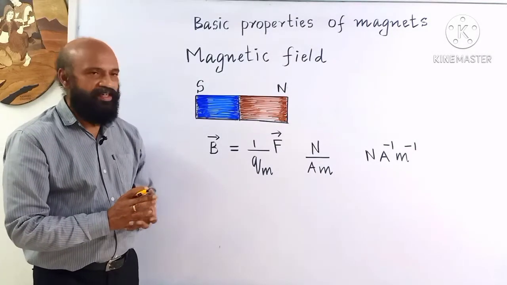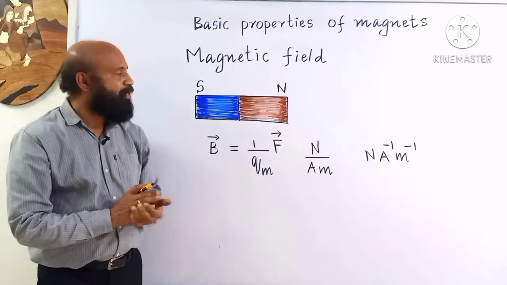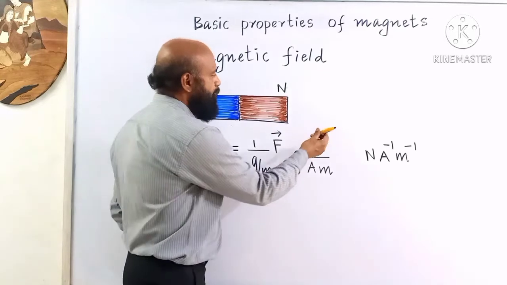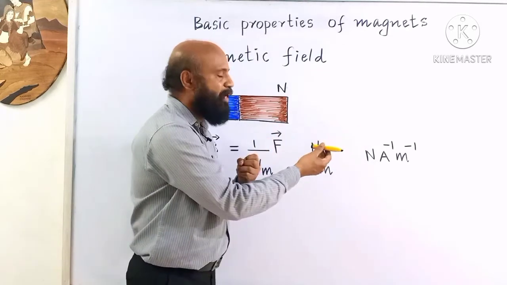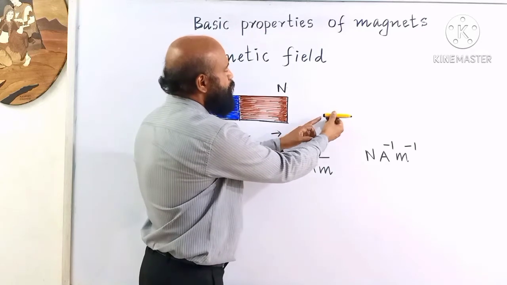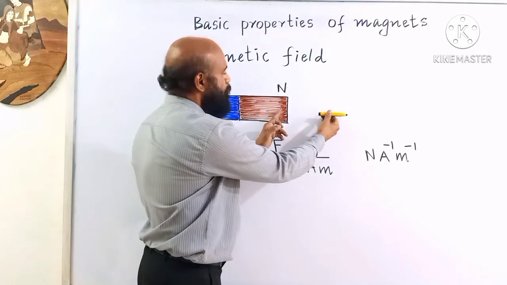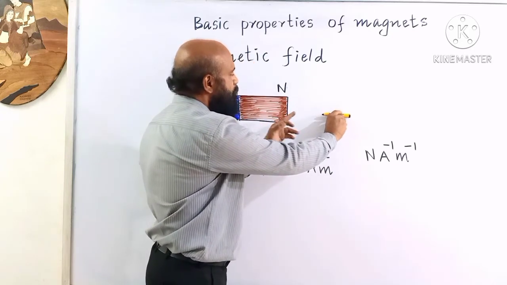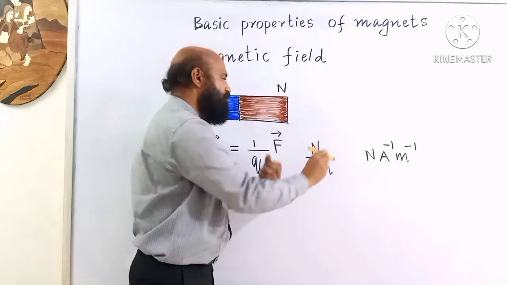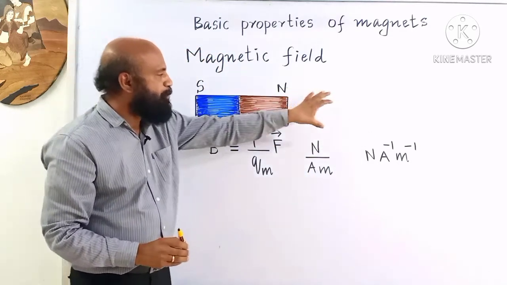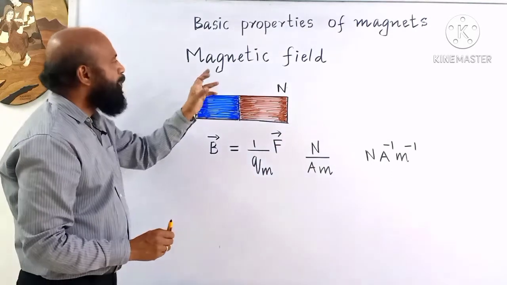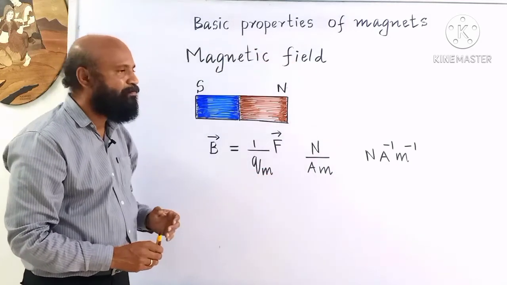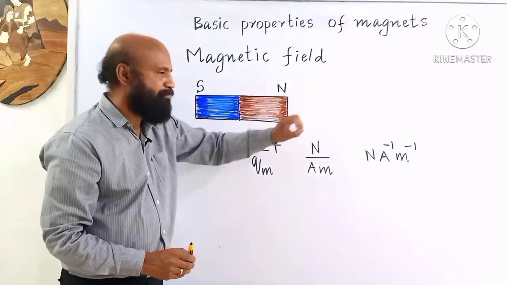Now let us try to understand what is magnetic field. Here there is a bar magnet. If you keep another magnet near it, it will experience a force. Suppose the north pole is kept near this north pole, there will be repulsion. If a south pole is kept near this north, it will be attracted. So its influence is experienced. Then magnetic field is the region or space around a magnet in which its influence is felt.